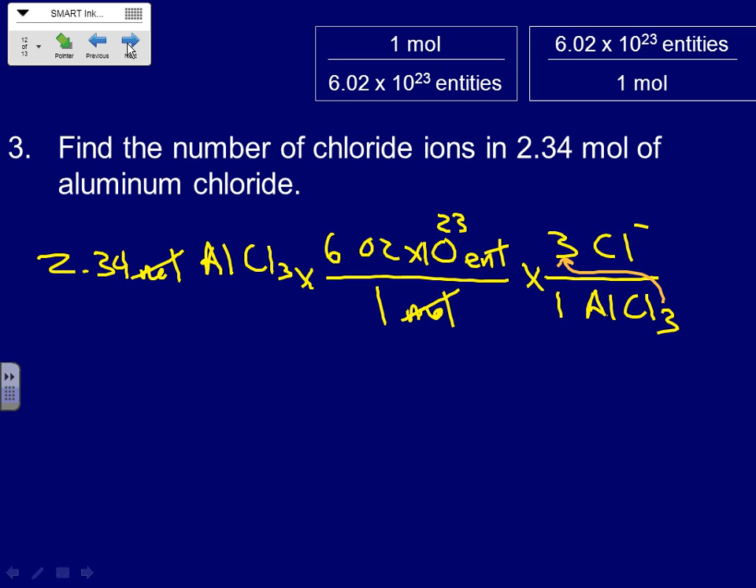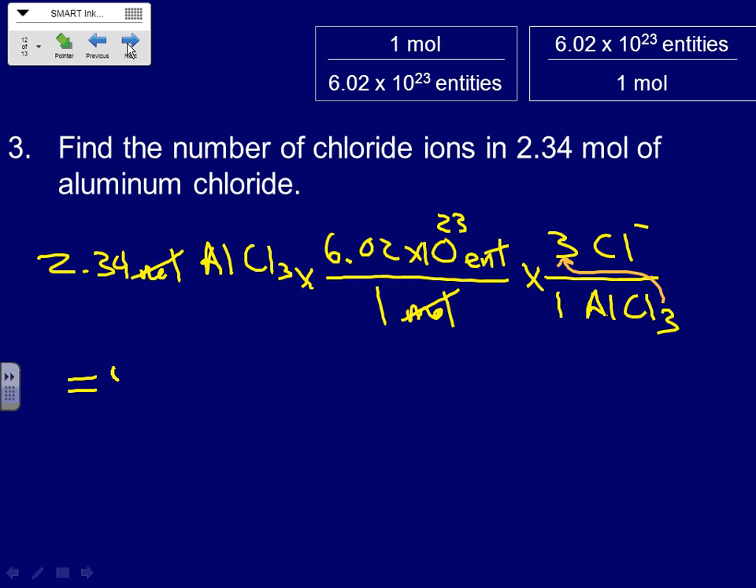Okay, so now we're ready to calculate. 2.34 times 6.02 times 10 to the 23 divided by 1. You don't have to press divided by 1. It just doesn't do anything. Times 3 divided by 1. Don't have to do that. Now, for significant digits, 3 significant digits, 3 significant digits. These are whole numbers. There is exactly 3 chlorides in each aluminum chloride. So it's not like that's a measured number. That's a number that's just true. So we don't care about those for significant digits. I'm going to round to 3 significant digits.